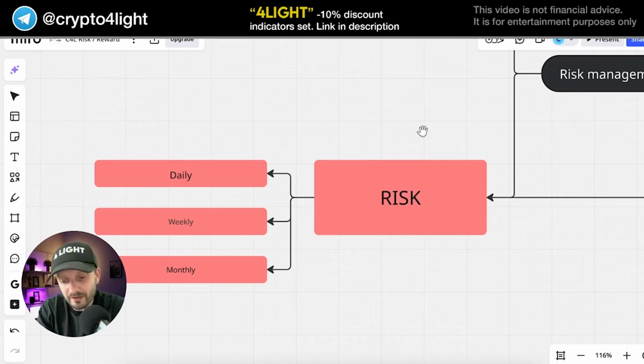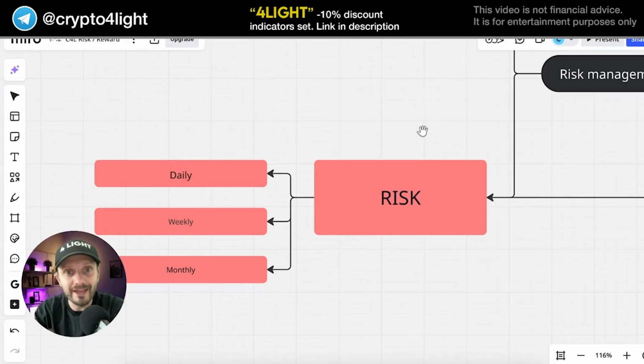Next one is the risk per daily trade, the weekly risk and the monthly risk. Sometimes we get a win streak, sometimes a lose streak, and it's more than okay. It's just part of our job. You have to understand it: you can't control the market, but you can control your risk. This is what's under your control.